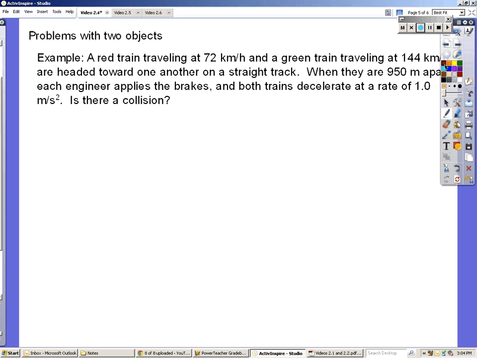So the first thing we'll do is get everything into meters, seconds, and so on. So 72 kilometers per hour is 20 meters per second when you do the conversion, and 144 kilometers an hour becomes 40 meters per second. The next thing we'll have to ask is, okay, they start out 950 meters apart and they slow down.